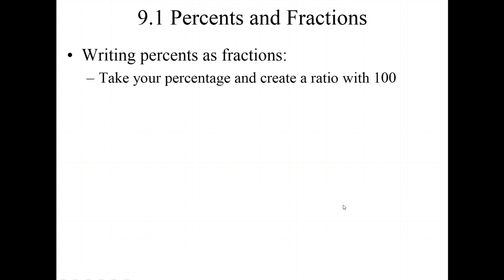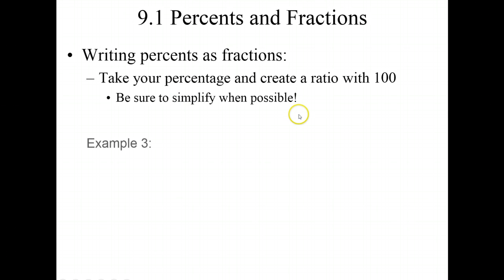All right, so when we write percents as fractions, we're going to take the percent and create a ratio with 100. We're just going to take the number and create a ratio with 100. And you're going to try to simplify when possible. You're also not technically allowed to leave a decimal in a fraction. So let's say you have a decimal percent, which a lot of you will see when you look at your grades online. You're not allowed technically to leave the decimal in there. That's called a complex fraction. And when you simplify, you get rid of those. But we'll talk about that a little bit more later.